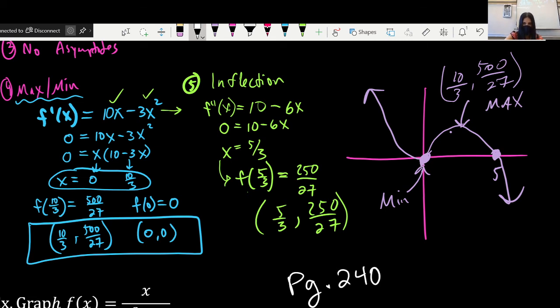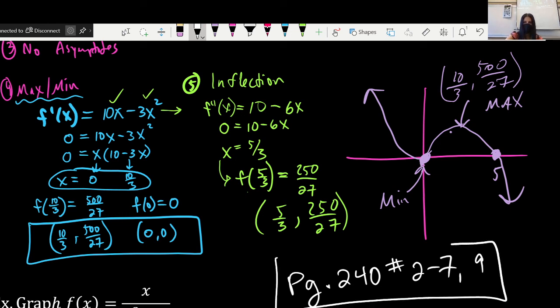Page 240, numbers 2 to 7 and 9. The only thing, let me remind you, that could change with what we just did is that instead of the cubic polynomial that we started with, you might get a rational function. You might get a radical function. So it could be any of those functions that we've worked with, but you still go through the same steps.